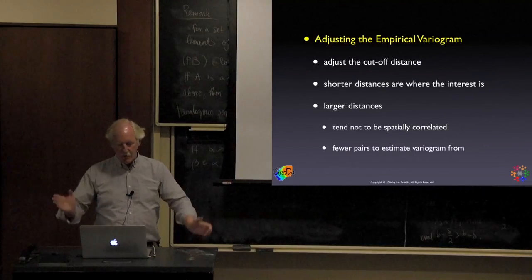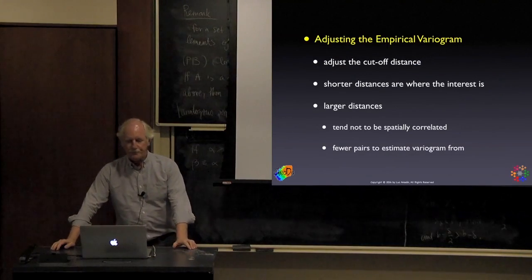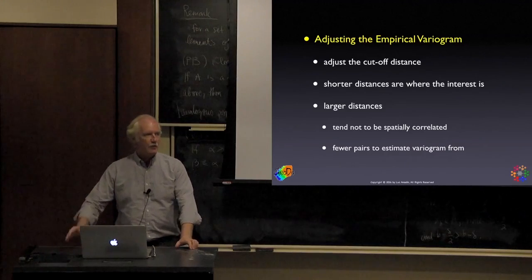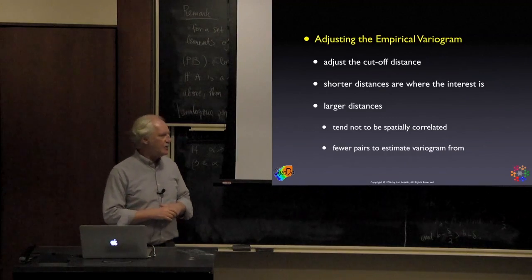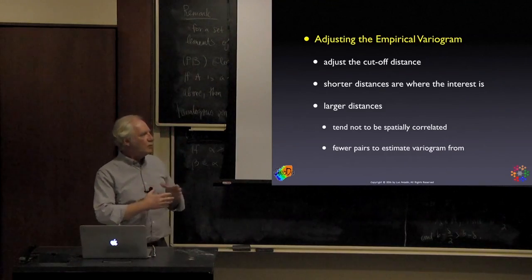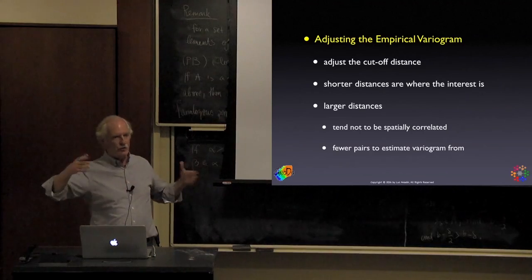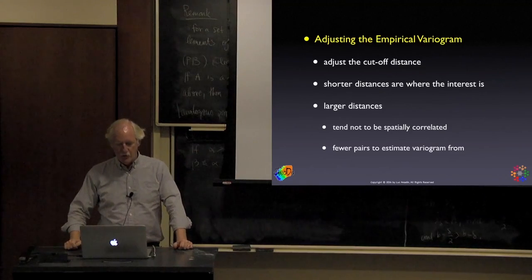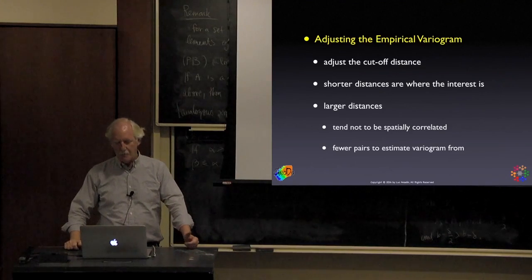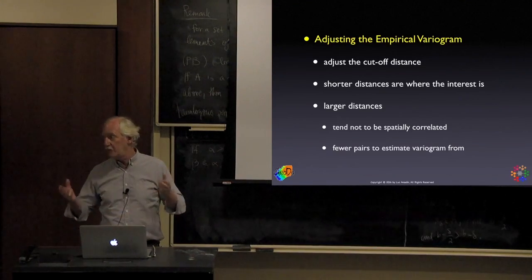Okay, so we've already been through this in the context of the covariogram. We can change the cutoff distance, because basically all the action is in the shortest distances. You know, Tobler's law, decay. As you go further away, there's no more correlation. It's not interesting from our point of view. And so the larger distances, as I mentioned, they tend not to be correlated, so why even think of them?